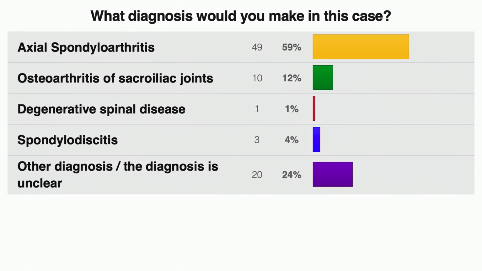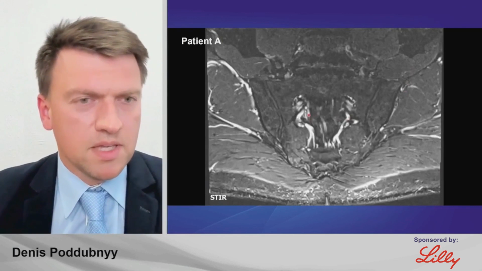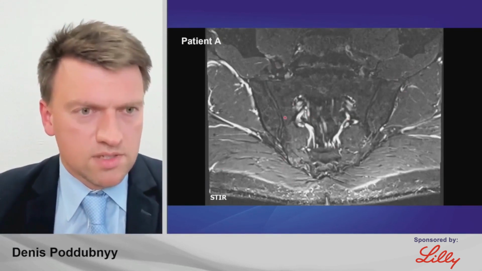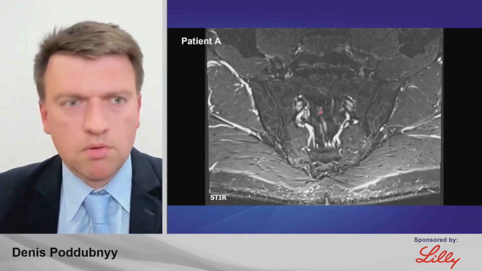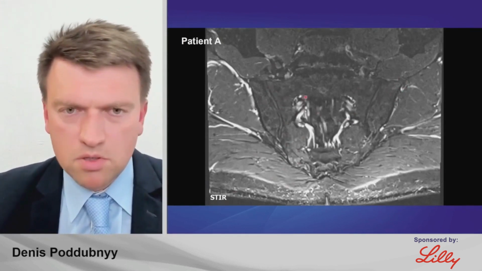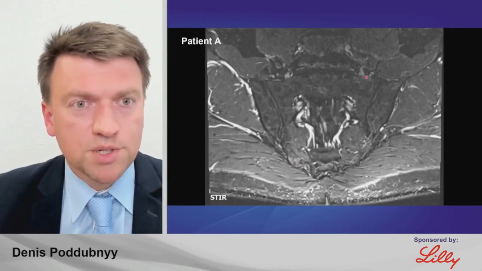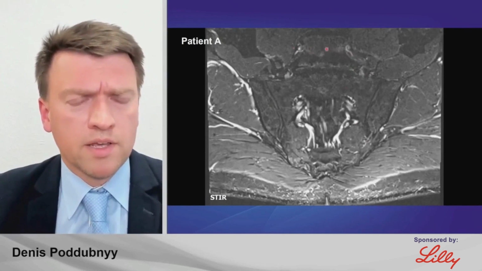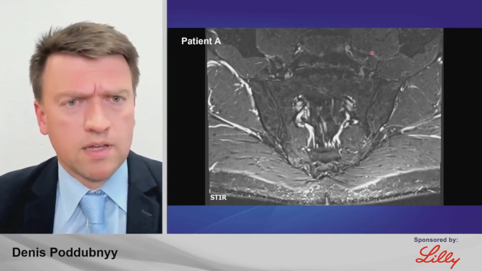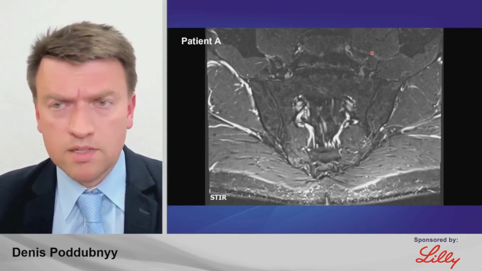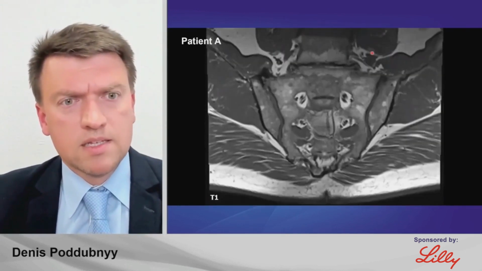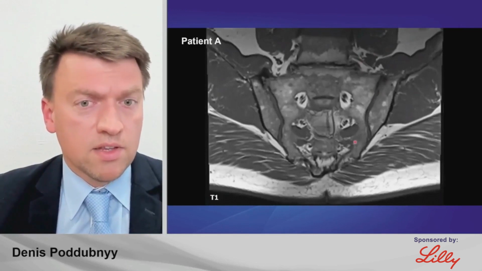So let's have a precise look at the MRI images. So first, here in the STIR sequence, we see that the sacroiliac joints both look quite good. There is no bone marrow edema in the sacroiliac joints, but you see some bone marrow edema in the vertebral body here of the fifth lumbar vertebral body. So what is this? You will see it on the following slide.